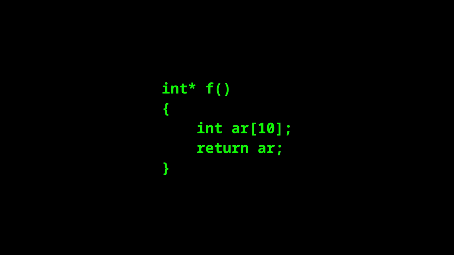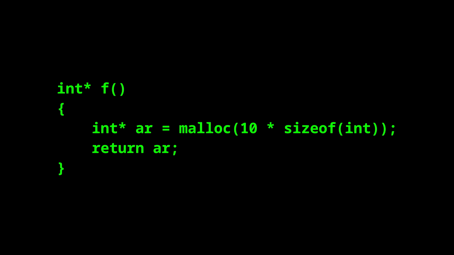Now consider this code example. Would it surprise you if I said that this is undefined behavior? C, even though it doesn't have a garbage collector, will automatically delete your stack variables. This means we're returning a pointer to a deleted memory location that could already be used by another part of our program. To fix this, we can dynamically allocate a buffer like so.